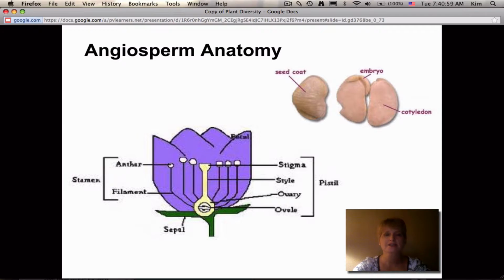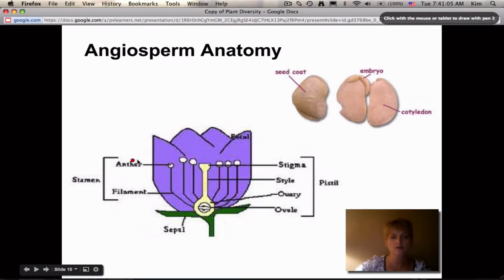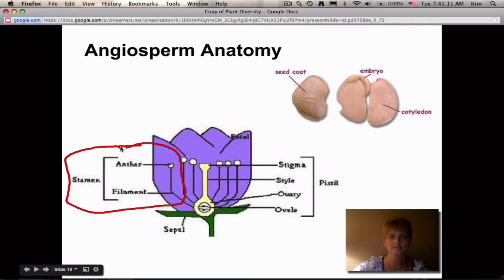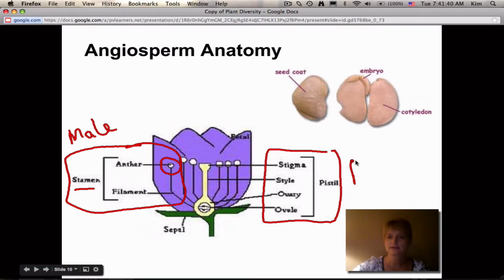So let's take a look at angiosperm anatomy. What we see here is there are male reproductive parts, and so that would be these right here. The anther, this part right here, that is where the pollen develops. So the anther is where the pollen develops, and then there's this filament right here that connects it. Okay, and so together we call these male reproductive parts the stamen. And then the female reproductive parts are over here. Okay, so these are male and these are female.